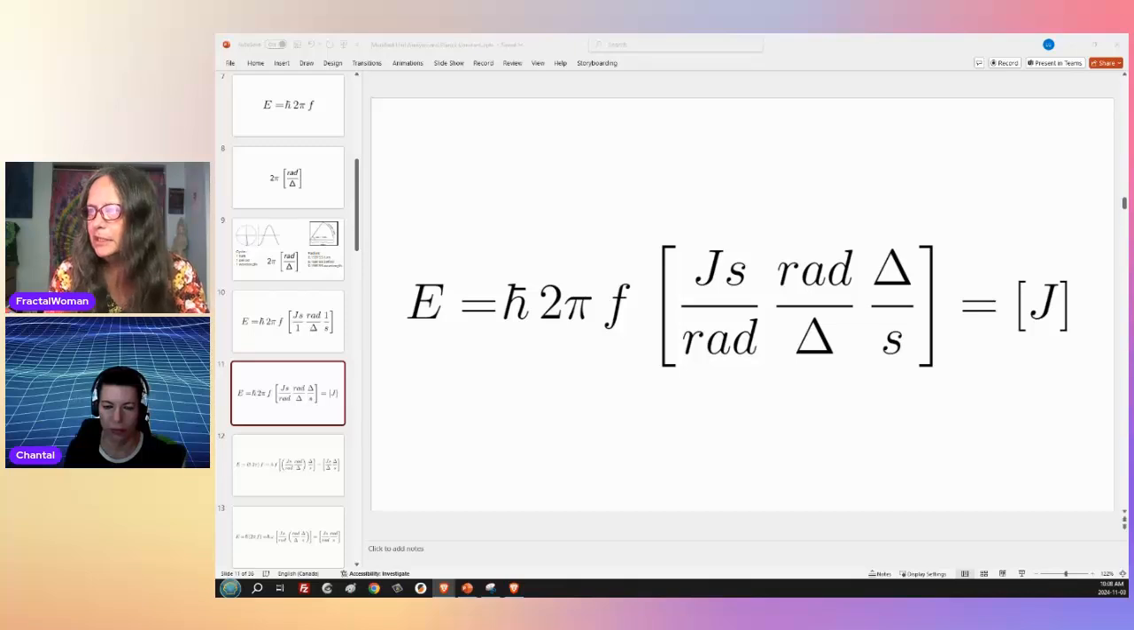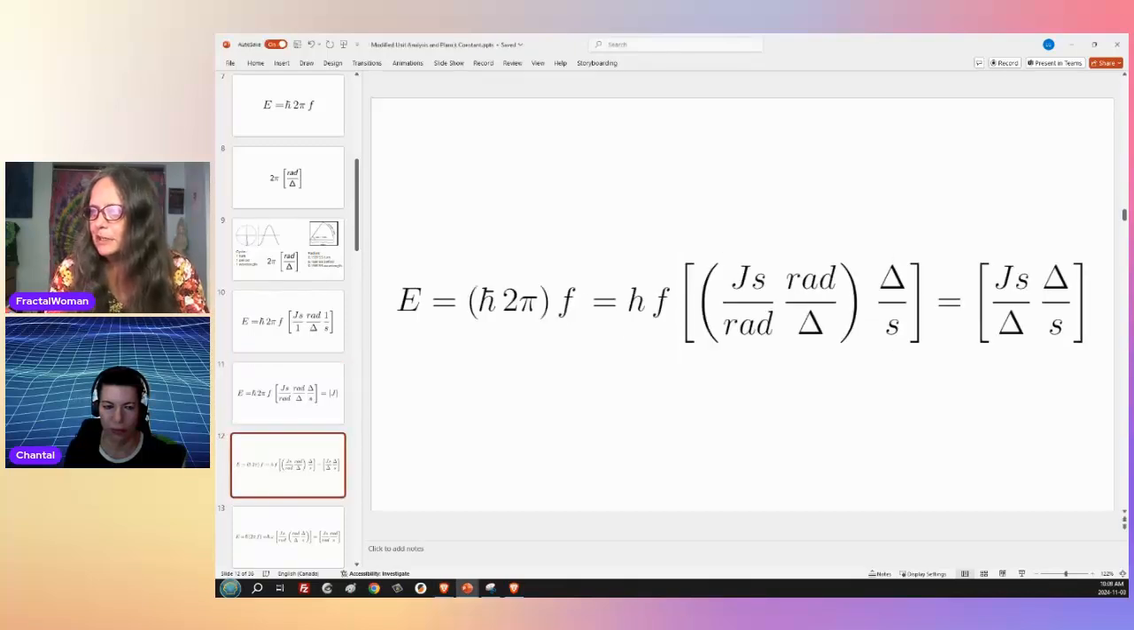Okay, so we're going to take my little road trip here. This is like down memory lane for me because I've been doing this for years and years. Okay, so now what we're going to do is group the 2 pi. First, we're going to group the 2 pi with the h bar, right? So when you group the 2 pi with the h bar, you get the E equals hf equation.